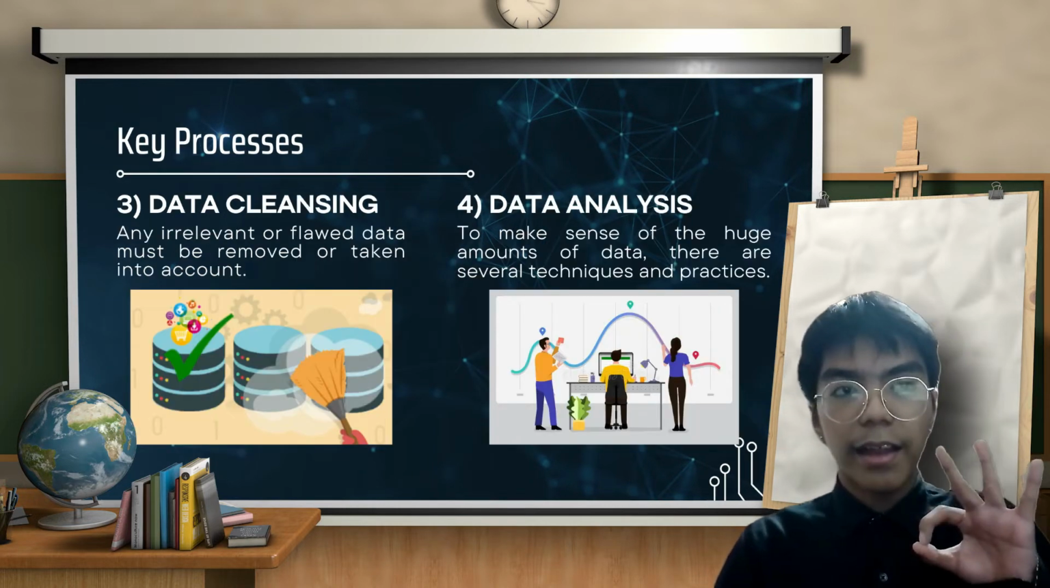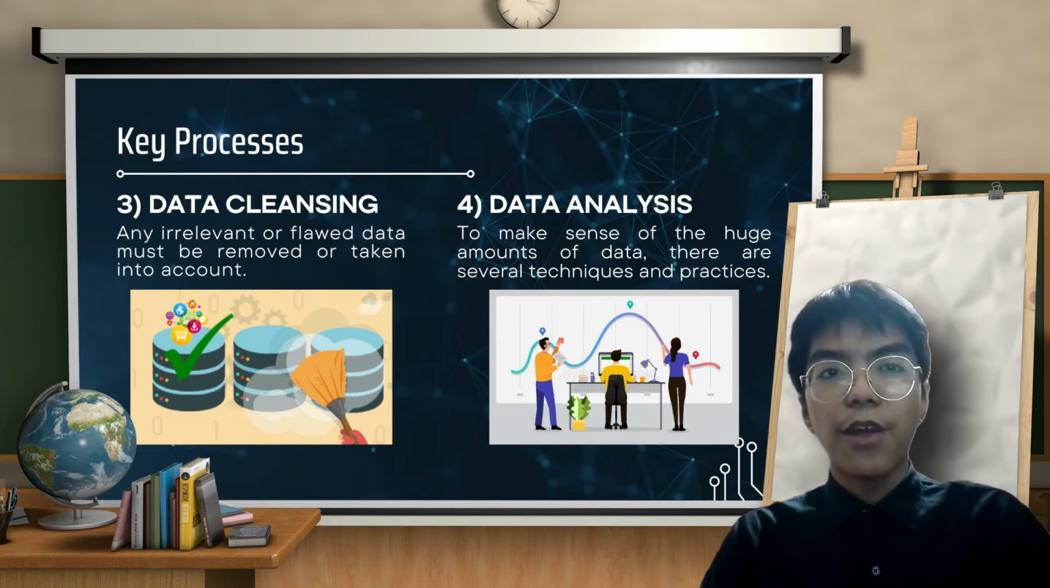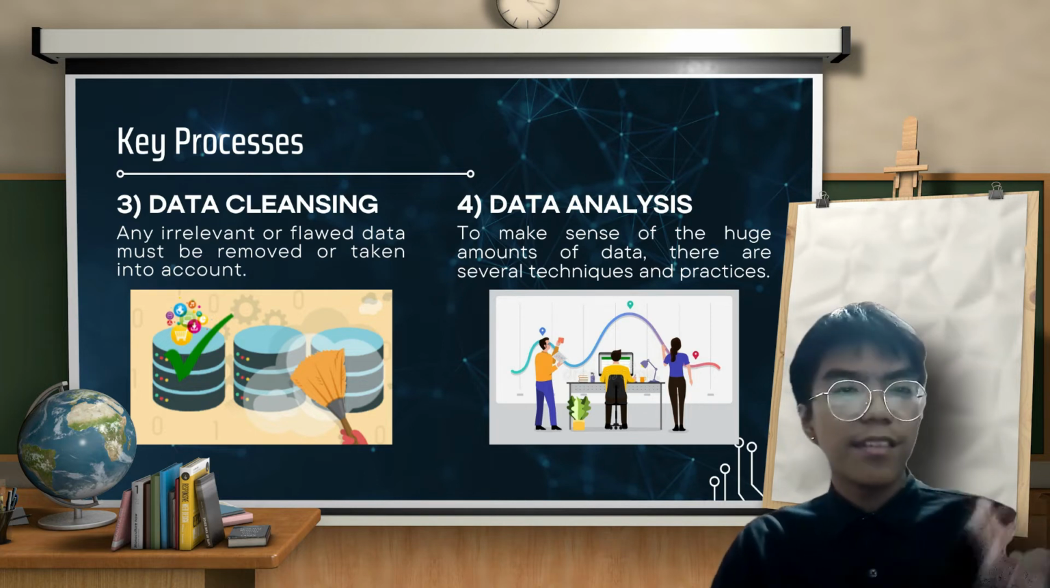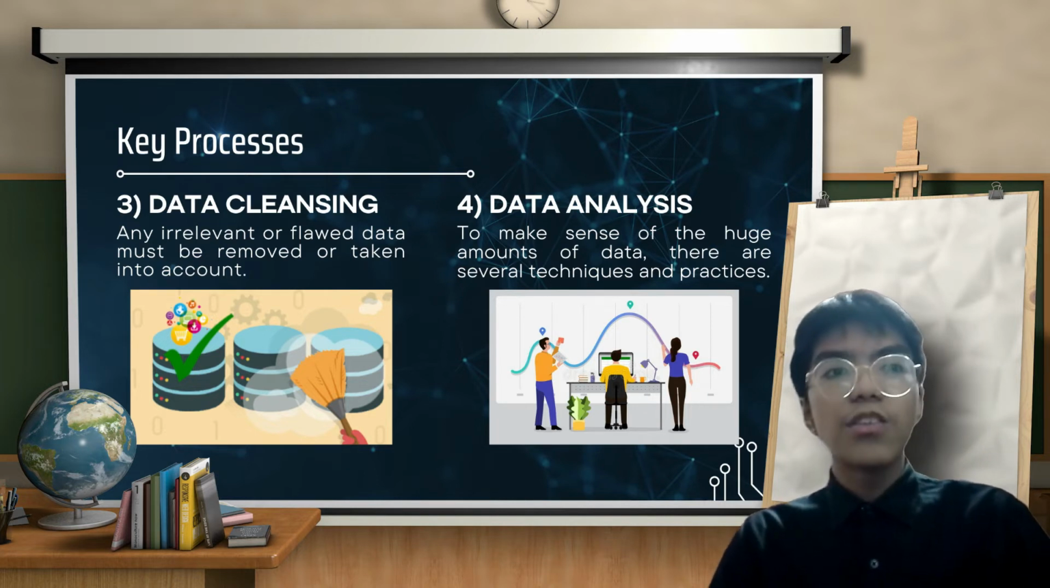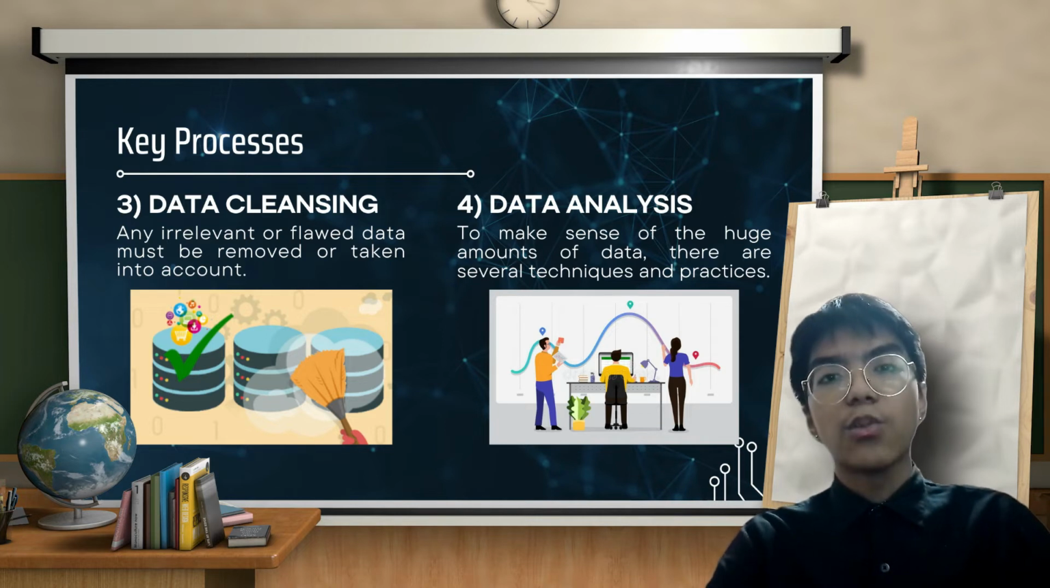Step 3 is data cleansing. In a nutshell, the data cleansing process involves scrubbing for any errors, duplications, inconsistencies, redundancies, wrong formats, etc., and as such confirming the usefulness and relevance of data for analytics. Any irrelevant or flawed data must be removed or taken into account.